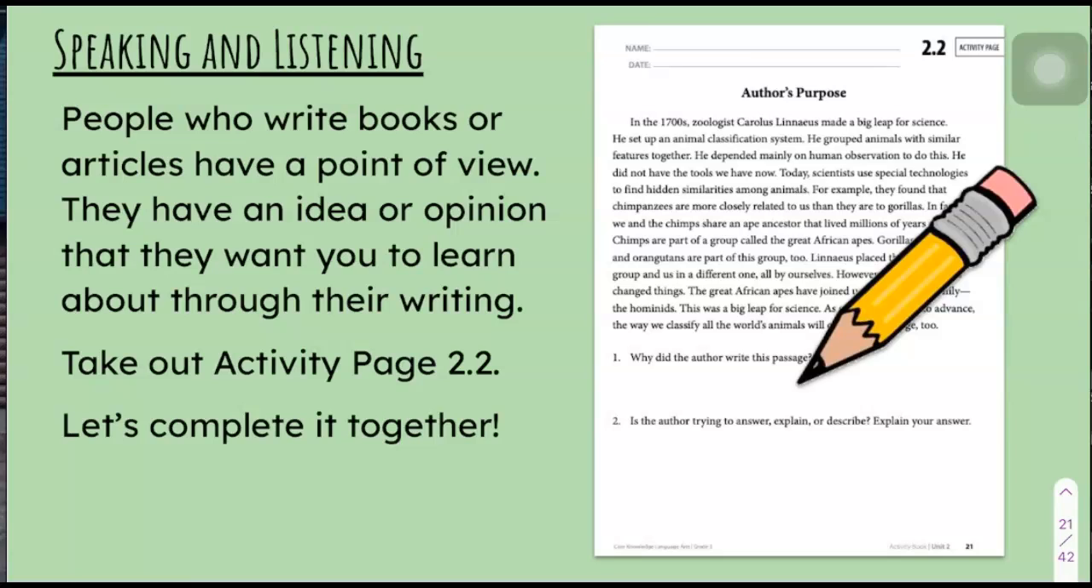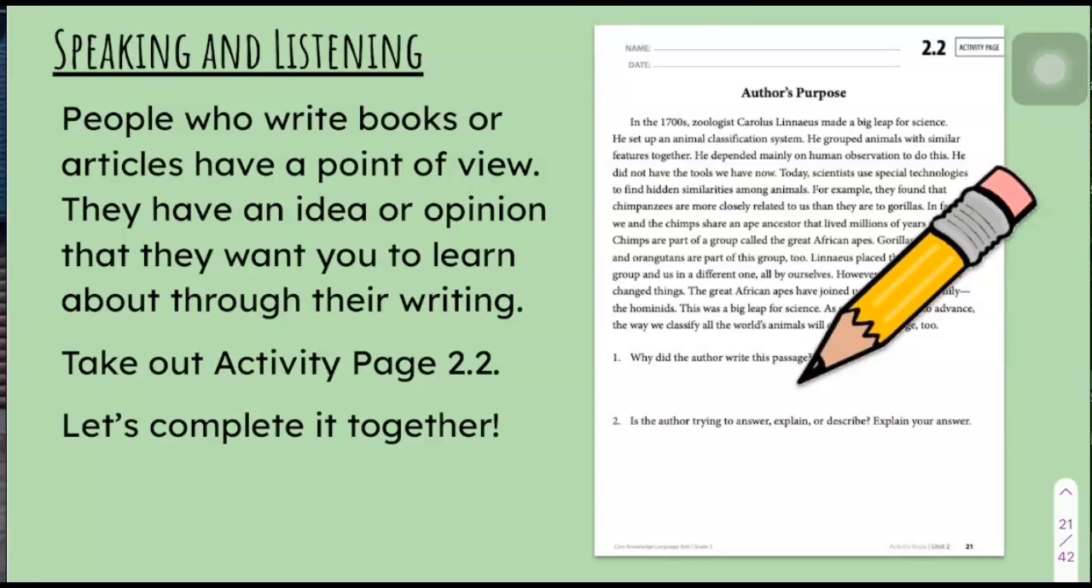So people who write books or articles have a point of view. They have an idea or an opinion that they want you to learn about through their writing. Take out Activity Book 2.2 and a pencil, and we're going to complete this together. So pause the video, get your activity book, and then come on back. I want you to follow along as I read this page to you.